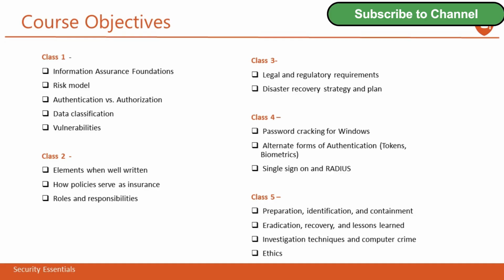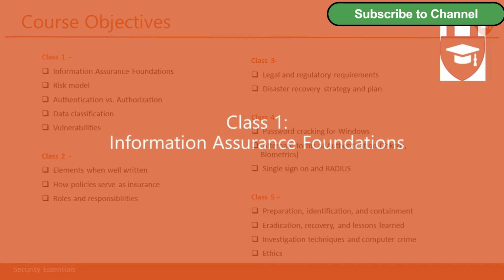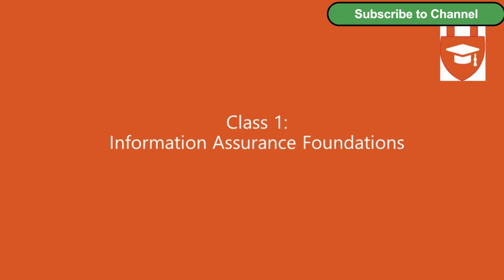In Class 4, we'll cover password management. We will have password cracking for Windows, alternate forms of authentication such as tokens and biometrics, as well as single sign-on and RADIUS. And finally, in Class 5, we will cover incident handling. We'll have preparation, identification and containment, eradication, recovery, and lessons learned, investigation techniques, and computer crime, and we'll finally cover ethics. So now we will begin Class 1, Information Assurance Foundations.